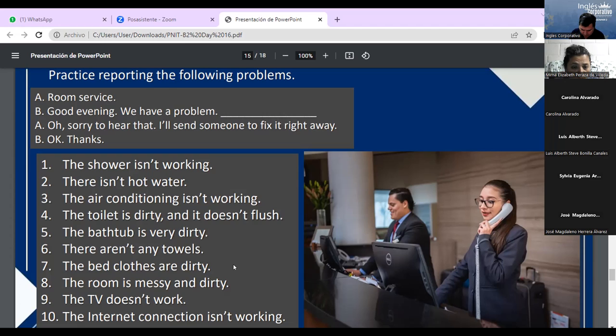Ahora usted, ¿verdad? Room service. Good evening. We have a problem. Perdón, ¿con la primera otra vez? ¿Cómo? No, ¿con la uno vamos? No, vamos en la 6, 7, 8, 9, terminar en la 10. Ok.